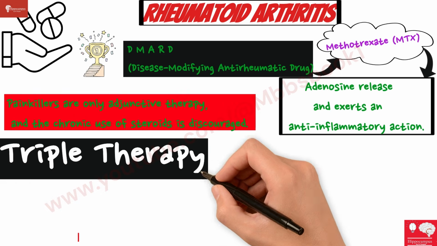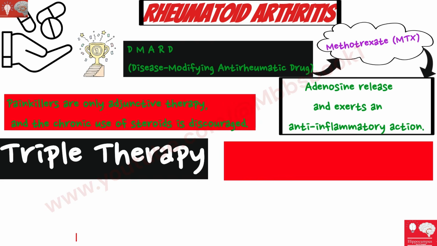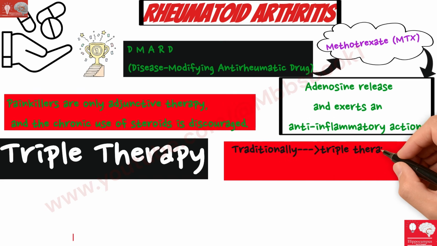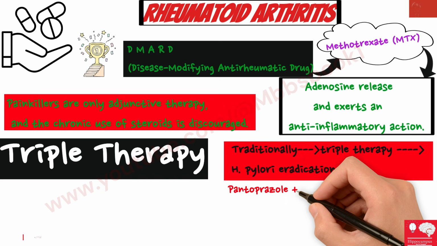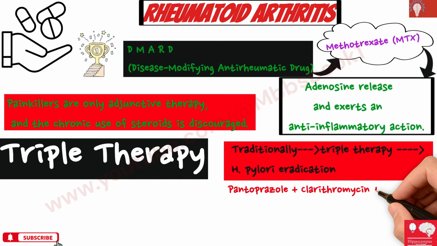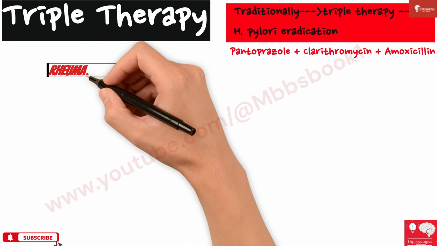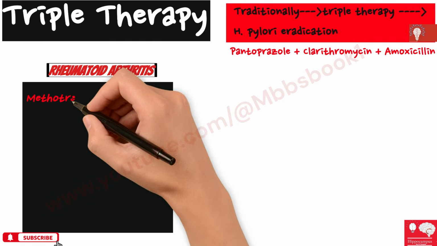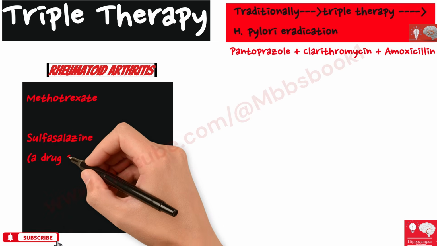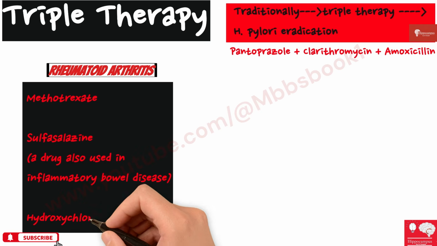Triple therapy. Triple therapy has been frequently tested in recent exams. Traditionally, you might associate triple therapy with H. pylori eradication, using a PPI like pantoprazole alongside two antibiotics like clarithromycin and amoxicillin. However, in the context of rheumatoid arthritis, triple therapy refers to the combination of methotrexate, sulfasalazine, a drug also used in inflammatory bowel disease, and hydroxychloroquine.